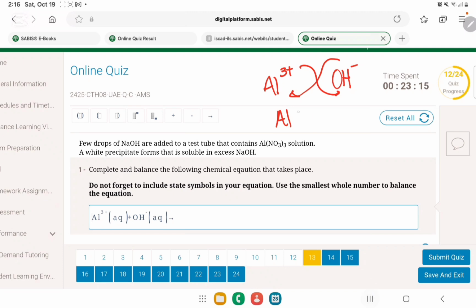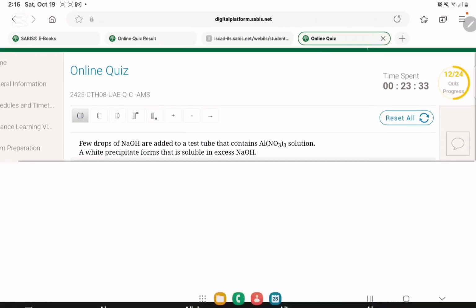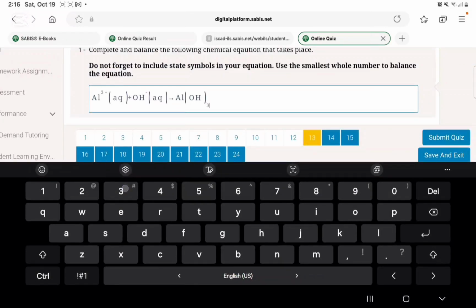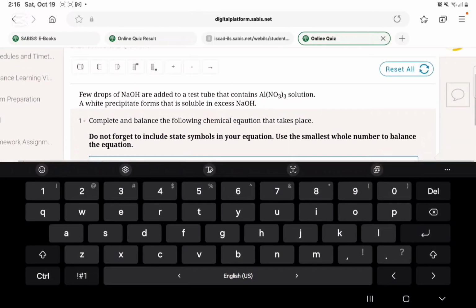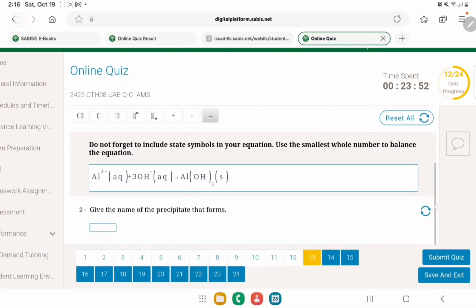Al and then OH 3. Okay, that's the thing that you get. That's the precipitate, sorry, and it's solid. So Al, OH, and then you add the 3, and then it's solid. And we need to balance, because look here, there's 3 OH and here there's only 1, so let's make it 3. Now it's balanced. Now we have to name the precipitate.